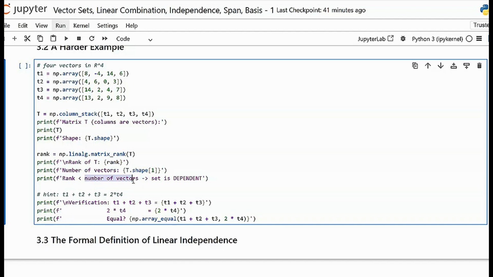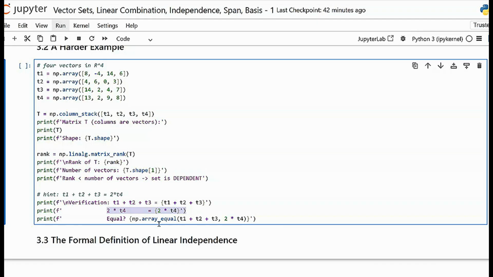Next, dear friends, we have our left side computation: T1 plus T2 plus T3, which gives the resultant twice T4. This provides a specified dependency relationship. Let me discuss how this is happening. Kindly observe here, this is our left hand side, and this is our right hand side.